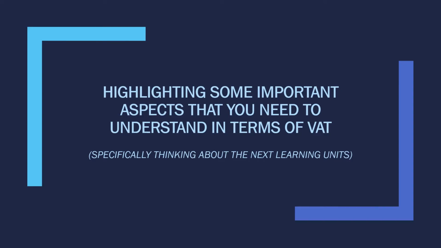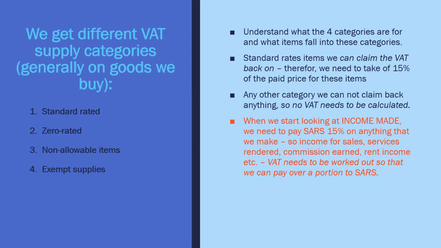Okay, so some of the important aspects in terms of VAT. First and foremost, we get different VAT supply categories, the different categories that our VAT eligible items fall into. And we classify these categories by the goods, the items that we buy. So we get standard rated, zero rated, non-allowable items, and exempt supplies. That's your 4 categories, non-negotiable. You need to know them, you need to understand them.